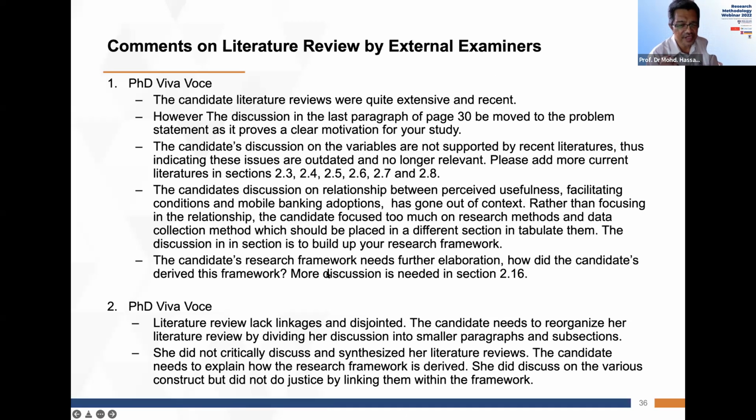How did the candidate derive this framework? This is a very important point that I think you need to work on. There must be a good discussion on how you derive your framework. You come up with your research framework, but there was no initial discussion on how you derived it. Quite a number of candidates discuss a lot on the theoretical framework and the variables, but suddenly you have a framework. There was no discussion whatsoever on how this research framework was derived.